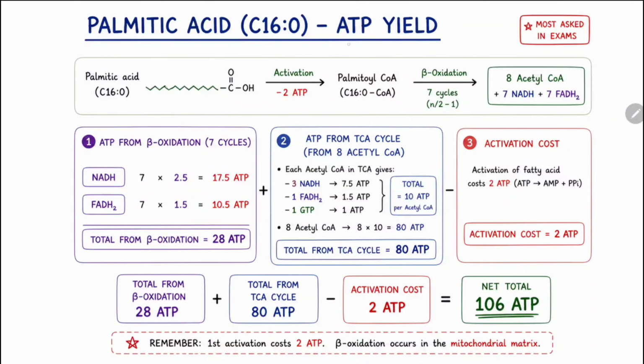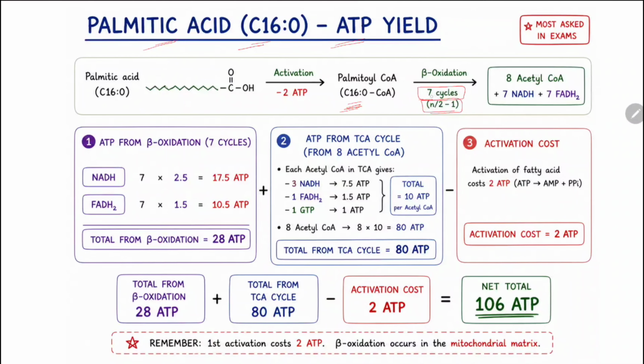So let us understand the ATP yield, or the energetics, of beta oxidation involving palmitic acid. Palmitic acid is a 16 carbon compound. We have a formula for how many cycles a particular fatty acid will undergo. For example, this is a 16 carbon compound. It undergoes n by 2 minus 1 cycles of beta oxidation, so that will come to 7 cycles.